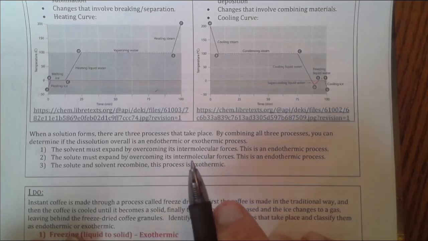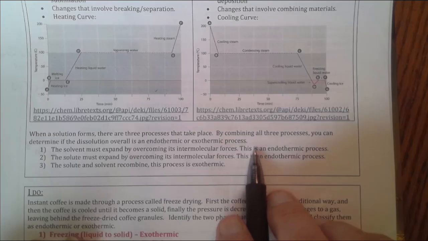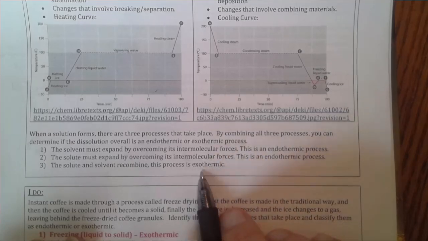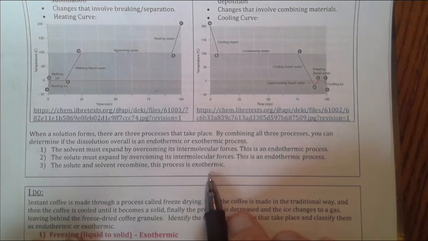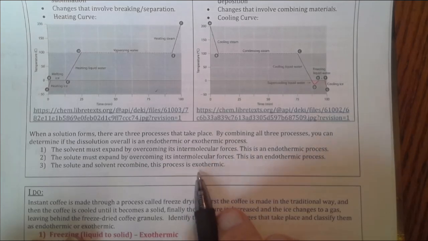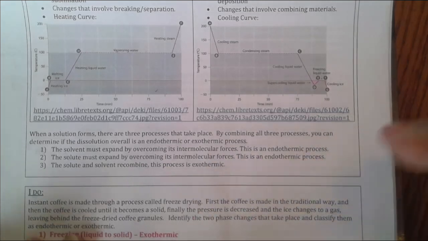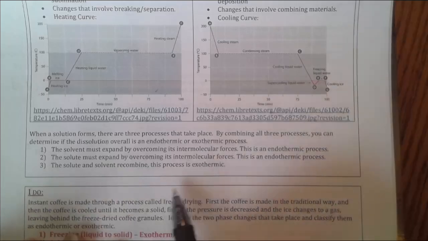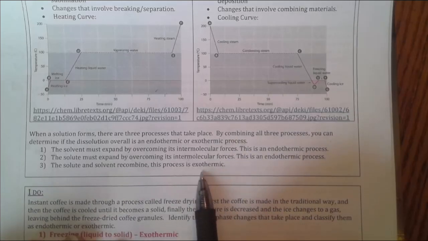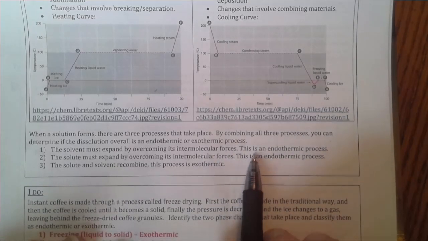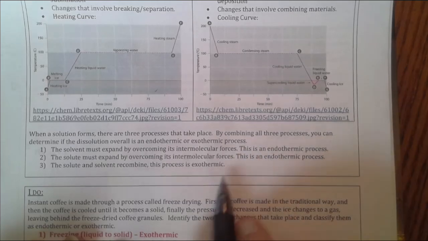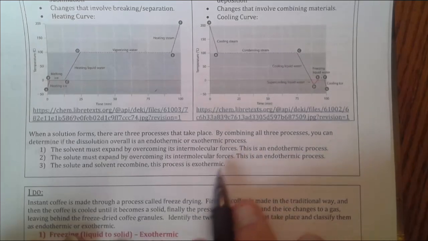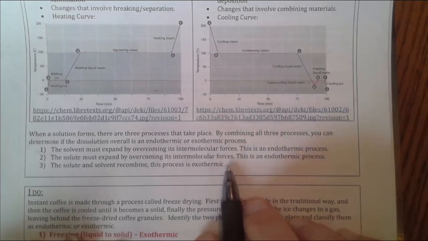If these parts take more energy than is released, then that's going to be an endothermic process overall. If these parts take less energy than is released, then in the end, that solution is going to feel warm to the touch, and that's going to be exothermic. If it releases more than the energy that it takes to break both of these things. That's a big thing. Think about that a few times today if you can. That's a hard concept to get by.